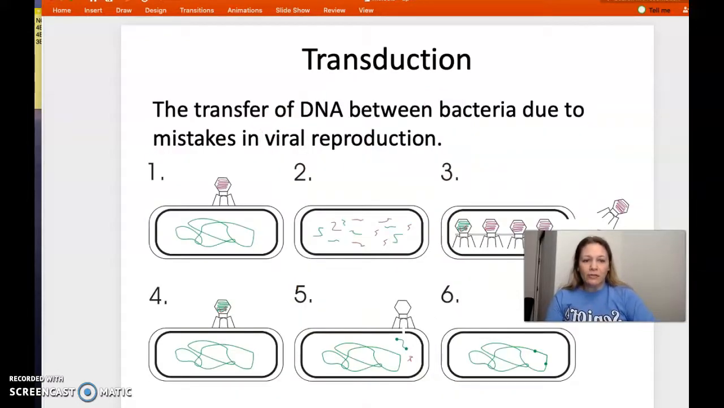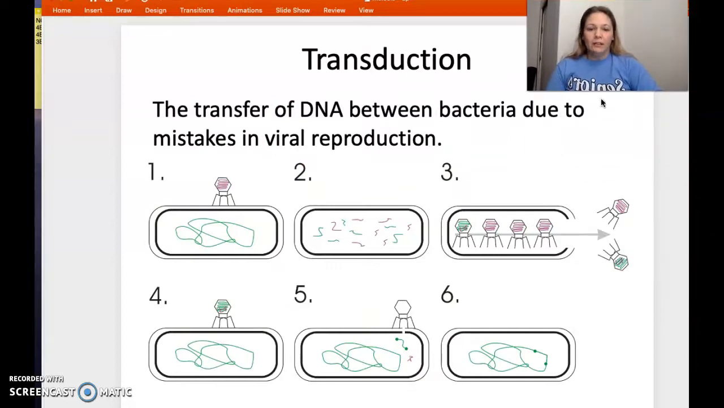All right, then in transduction, we have DNA being transferred to other bacteria through viruses. So here I've got my little virus. It's injecting its DNA into the bacteria. The bacteria, of course, is the host and creates more viruses. And in the process, it accidentally incorporates some of its own DNA into the virus. You can see that little green DNA there. The virus goes on to infect other bacteria.